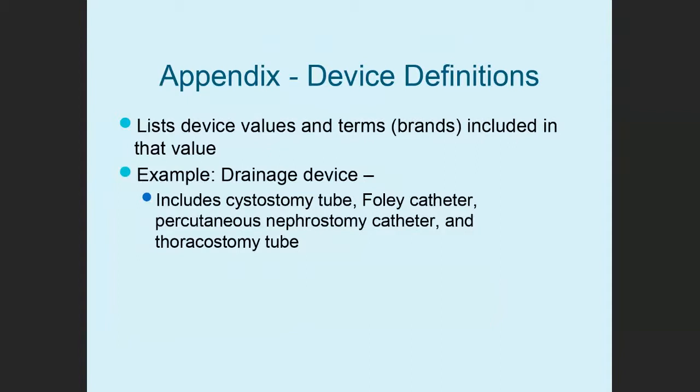The device definitions appendix lists specific devices that are coded to a specific device value. It's sort of the opposite of the device key and aggregation table, which lists specific devices and then lists the device value you should use. This appendix lists the device values and lists the specific devices that are coded with this value. For example, if you look up drainage device, it says this is used for cystostomy tube, Foley catheter, percutaneous nephrostomy catheter, and thoracostomy tube. So it's kind of the opposite of the other one.